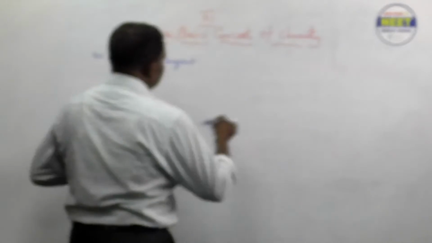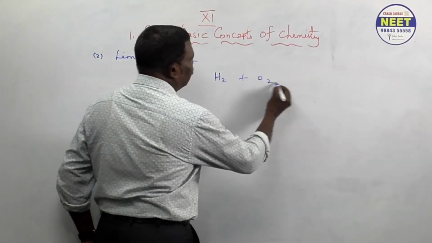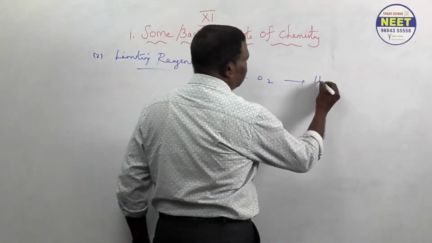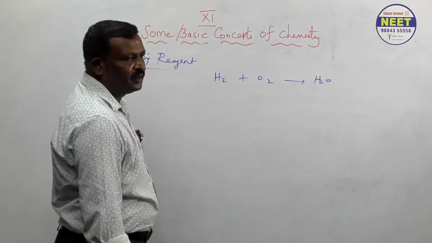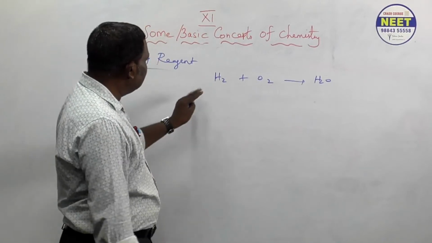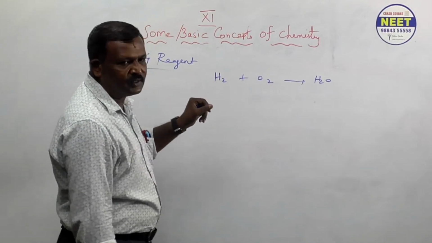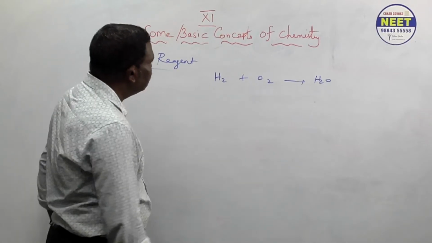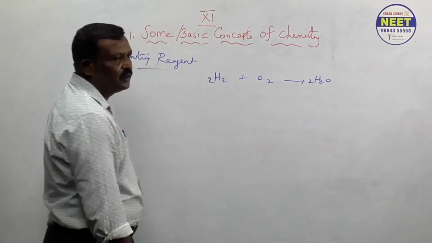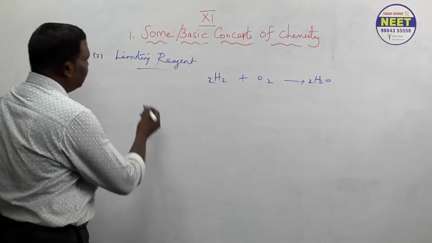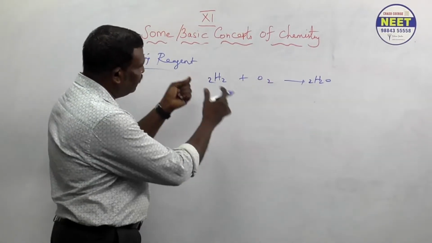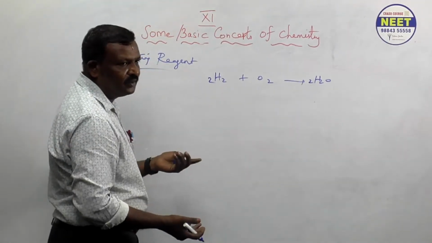You know that hydrogen plus oxygen gives water. Very simple. It should be balanced first of all. How is it balanced? For O2, you put 2 here. Balanced. Our aim is that hydrogen and oxygen react together to form water, so we have to find out which is completely reacted. That's called the limiting reagent.